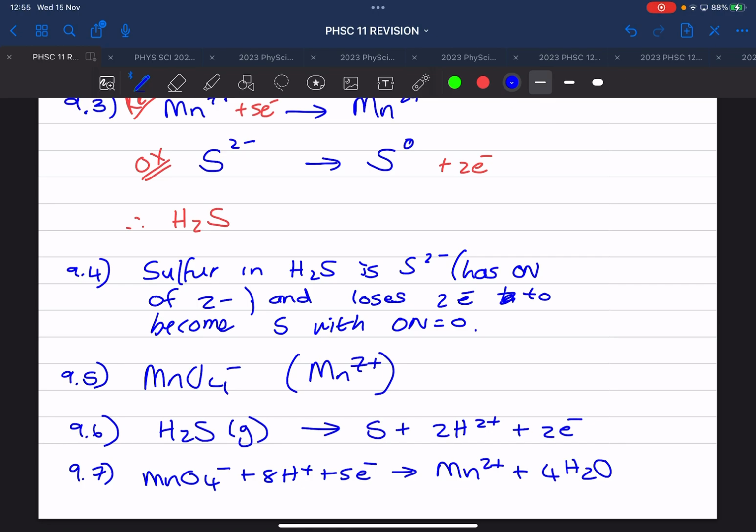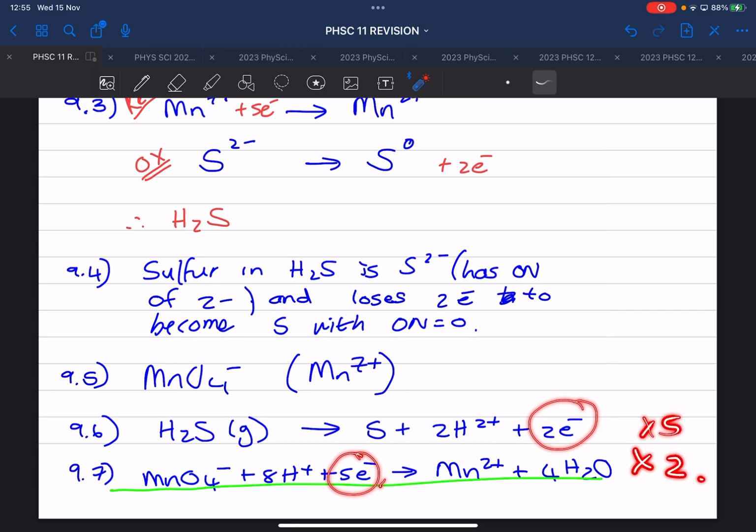What is the next thing that you check for? Elektrone, kanselleer hulle mekaar uit? No, they don't. Hulle doen nie. Hierso het jy 2, hierso het jy 5. So hierdie gaan jy maar met 5, hierdie gaan jy maar met 2.